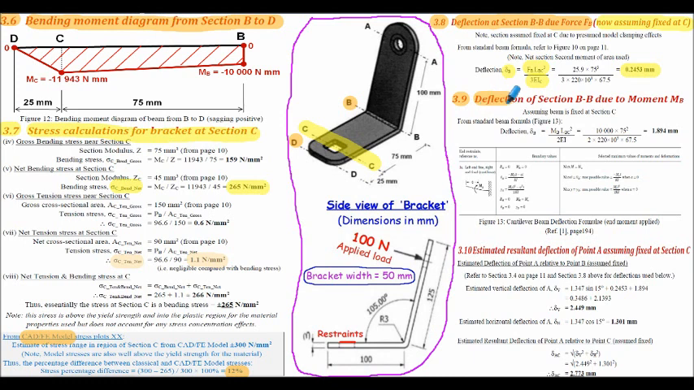I've calculated the deflection of section BB due to the moment MB applied at B, again using standard deflection formula for the beam scenario we're considering, so from our standard reference source. And subsection 3.10, now estimated the resultant deflection at point A, assuming the bracket is fully fixed at section C. There's our resultant deflection of point A now relative to point C.